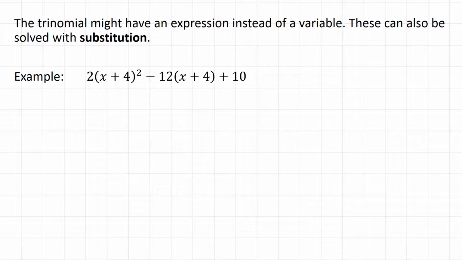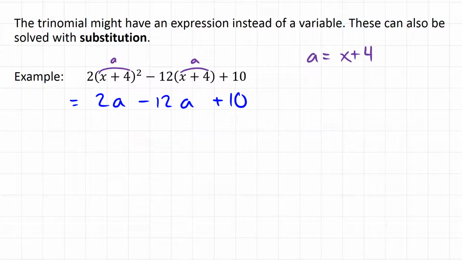The last variant on these expressions I want to show you is that we can have an expression in the place of x squared instead of that plain variable. But we can also solve these with substitution. If you look at this problem, it looks a lot like what we've seen, only x plus 4 we're going to make equal to a, and when we substitute that, we get an expression that looks a lot more like what we've been solving. Whoops, sorry. That's 2a squared because we had x plus 4 squared.